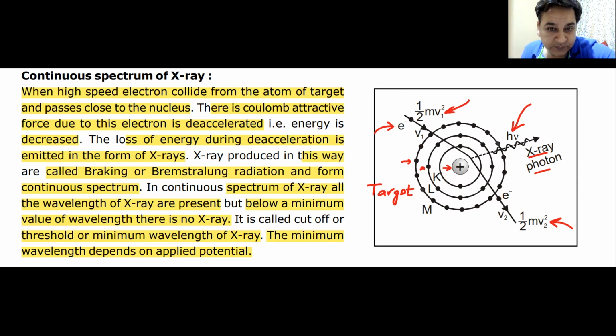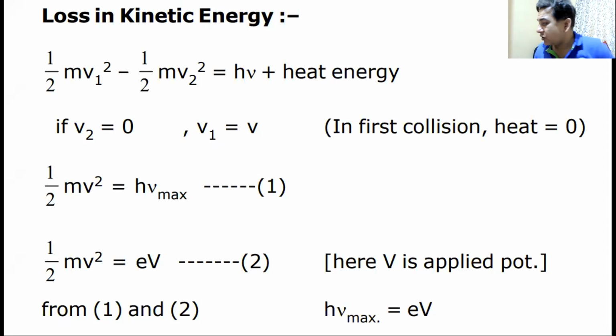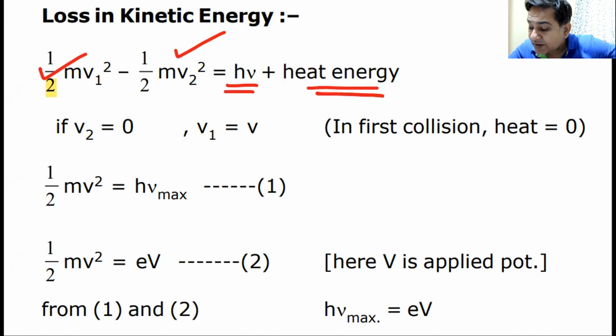Yes, sir. So here comes what happens. You understand what is happening here. This is the initial kinetic energy. This is the final kinetic energy. The change in kinetic energy will come in the form of X-ray and heat energy, yes or no? Yes, sir. Now, if I take the final velocity as 0, that means the entire energy has been taken away, yes or no? Yes, sir.